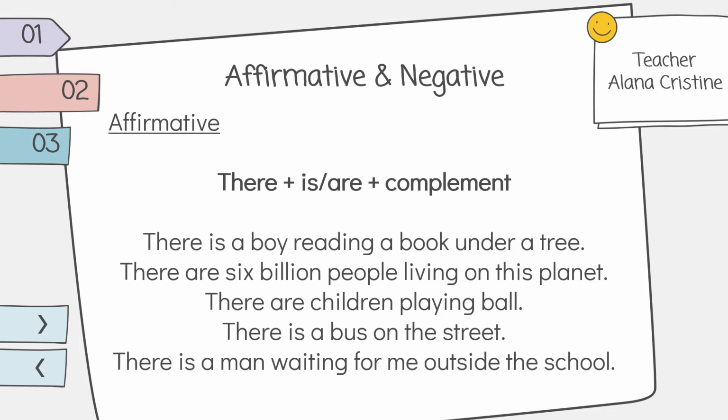There is a boy reading a book under a tree, ou seja, eu consigo ver que tem um menino lendo um livro debaixo da árvore. Mas eu não posso falar have a boy, porque have em inglês tem o sentido de posse. I have a book, por exemplo. Eu tenho um livro. Mas eu não posso falar have a boy reading a book under a tree. Não, eu tenho que dizer there is a boy.